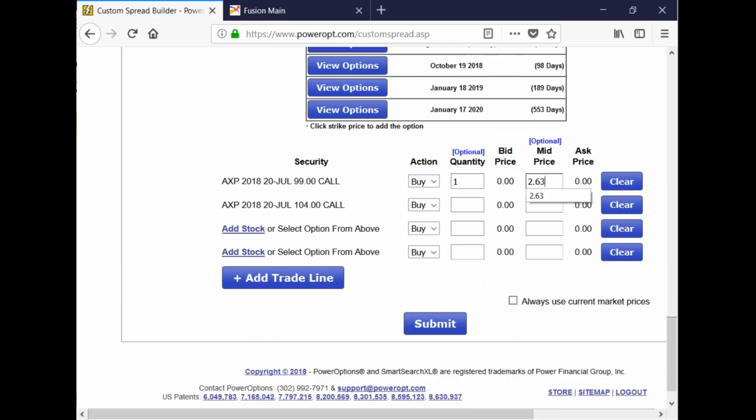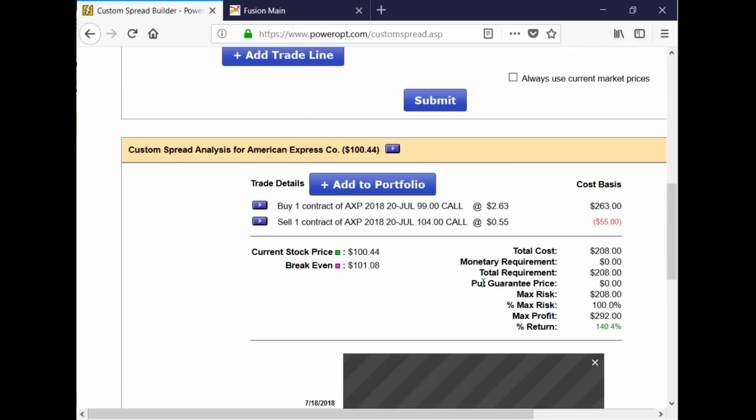So if the stock is above both strike prices, above 104 at expiration, essentially he'll buy shares of stock at 99, sell them at 104, and get $5 back. And at this point, he only has a debit of about 208. So it's a possibility for 292 or so profit.